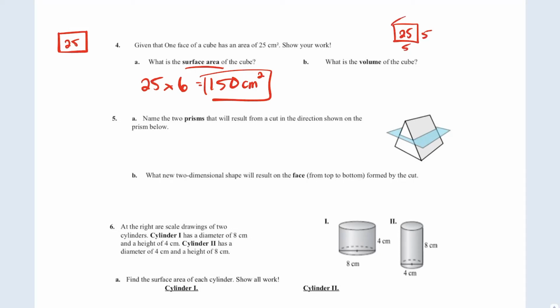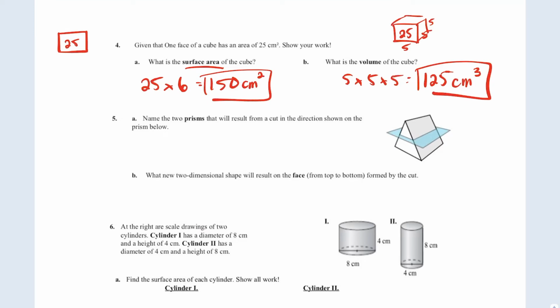So the dimensions of my cube are going to be 5 by 5 by 5. So I'm going to multiply 5 times 5 times 5, or 5 to the third power, which equals 125. And we are in cubic centimeters now. There we go.